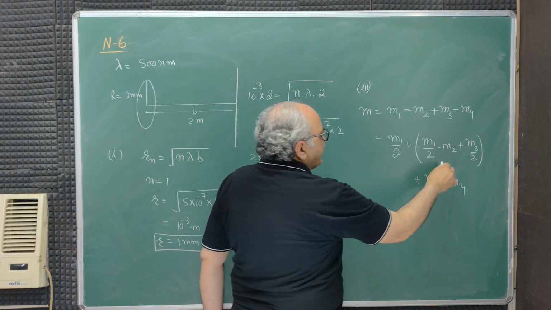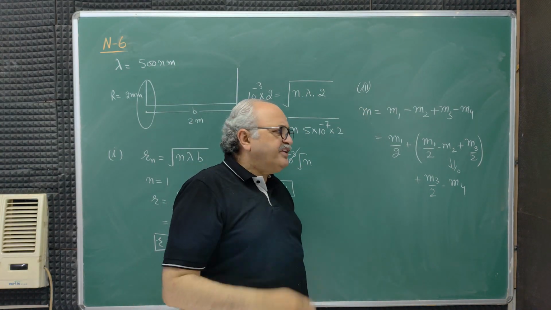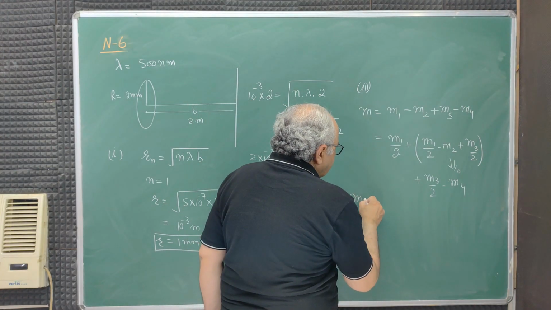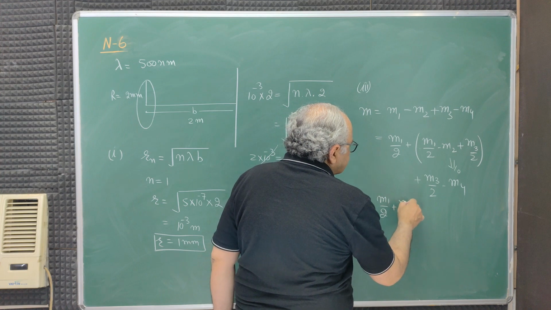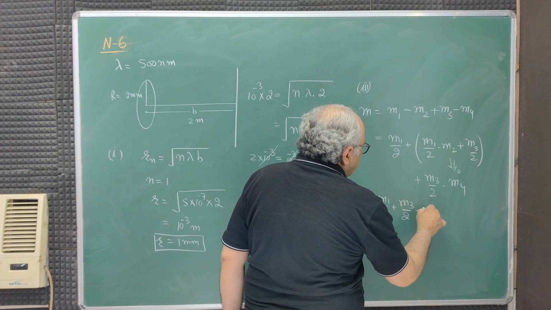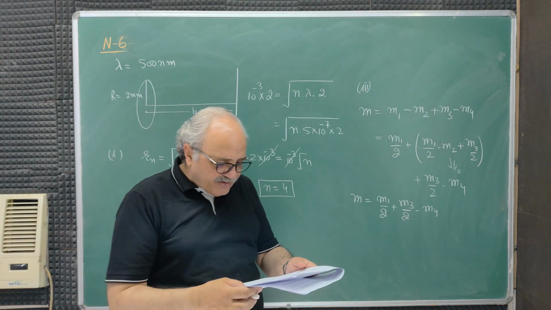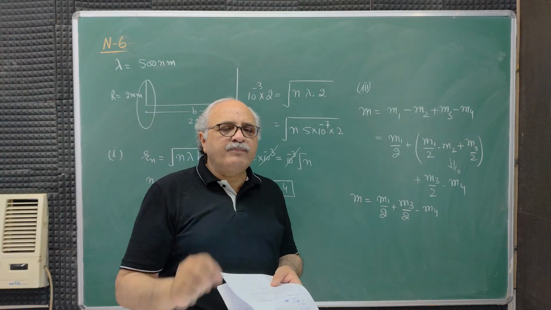So this part we can eliminate because there is a linear decrease. We expect this is a small decrease. So the resultant contribution is going to be m1 by 2 plus m3 by 2 minus m4. This is the net contribution of the half period zones at the point.